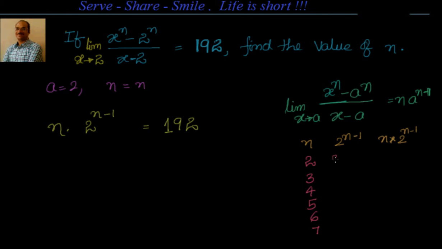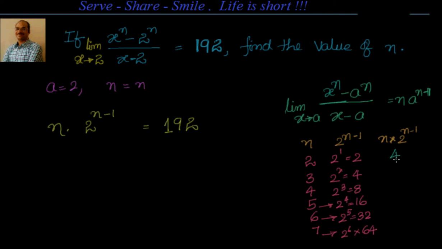2 power n minus 1: for n equal to 2, that's equal to 2. For n equal to 3, 2 power 2 is equal to 4. If n is 4, 2 cube is equal to 8. If n is 5, 2 power 4 is nothing but equal to 16. If n is 6, 2 power 5 equal to 32. If n is 7, 2 power 6 equal to 64. Now we have to just multiply and see which one will satisfy.